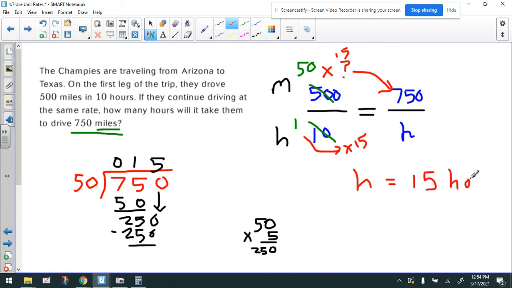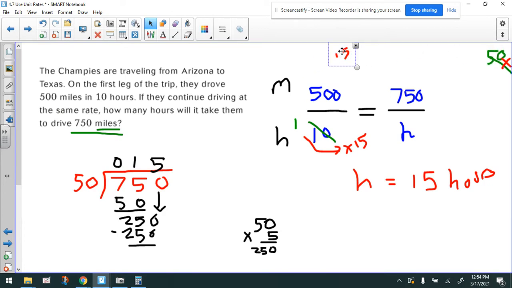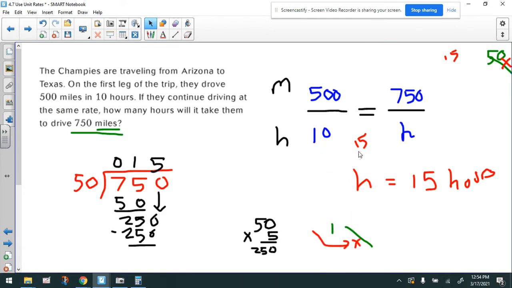All right, so a couple of things I want to point out. We got 15 hours. If we were to go back to everything I had originally written here, so let's move all this stuff out of the way, and let's move this out of the way just to go back to what we had. So we're saying that H is equal to 15 hours. You don't have to sit around and wonder, did I get it right? Because you can check your cross products.